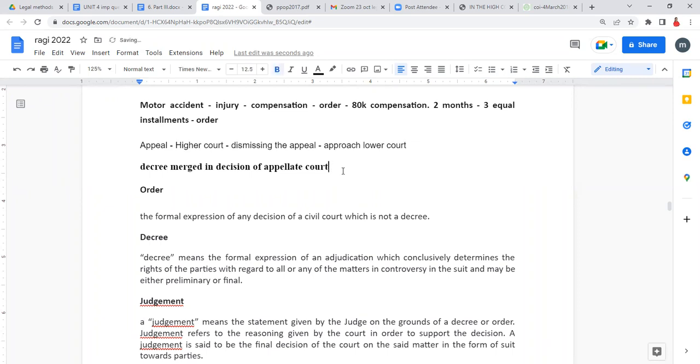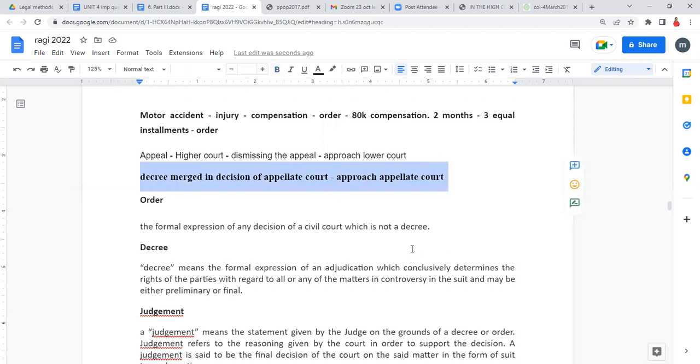But in case the mistake of the lower court continued even in the appellate court, there you should approach the appellate court only for the correction, because the appellate court is a higher court. So whatever the appellate court has said becomes applicable to you. When you want to make any corrections, you need to approach the appellate court only. You cannot approach the lower court because the higher court has approved it. The lower court cannot make changes there. So you need to approach the appellate court only.